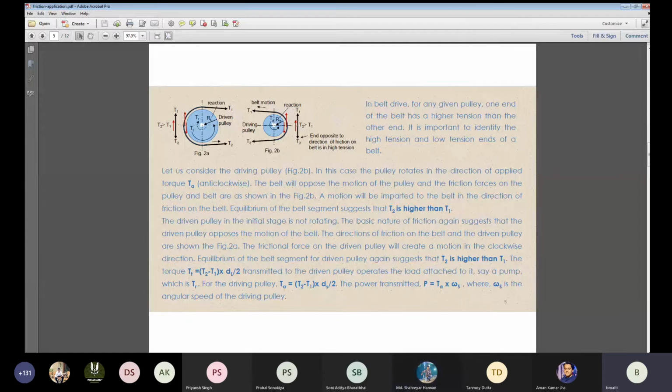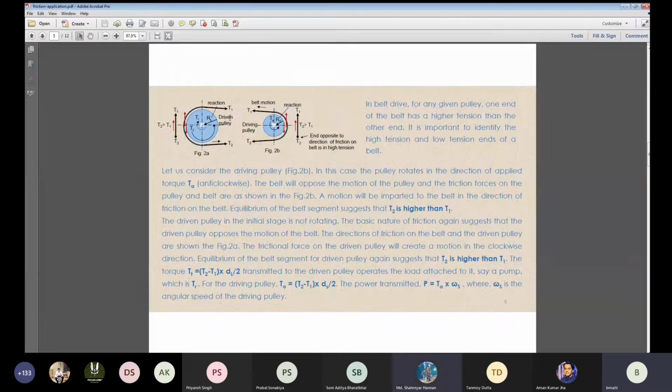Yes, it is opposite to this particular torque that is applied. Fine. Just to explain this fact, can I go to the driven pulley?